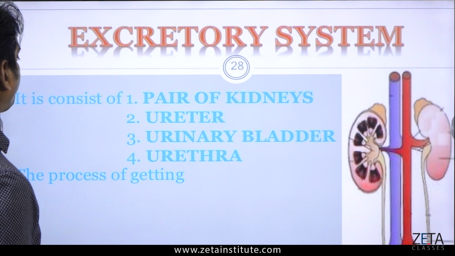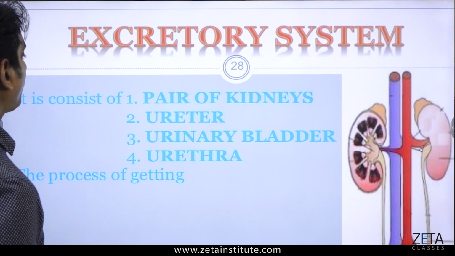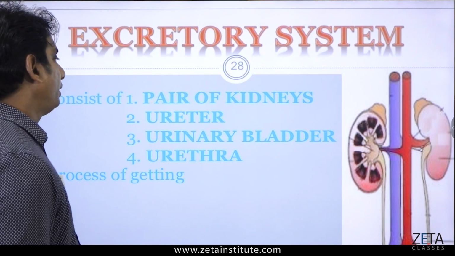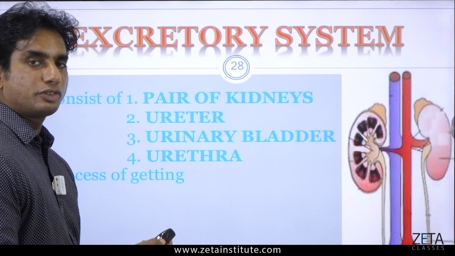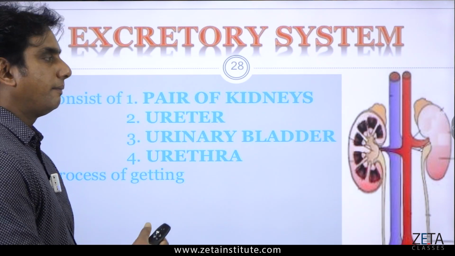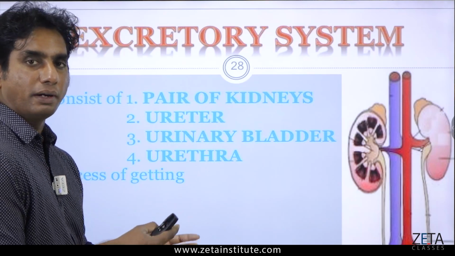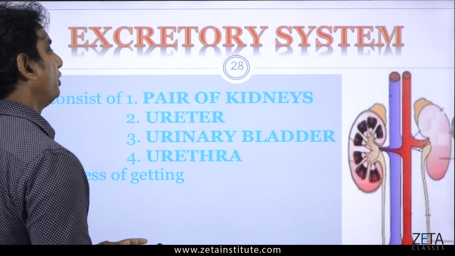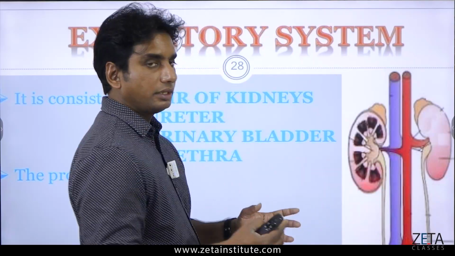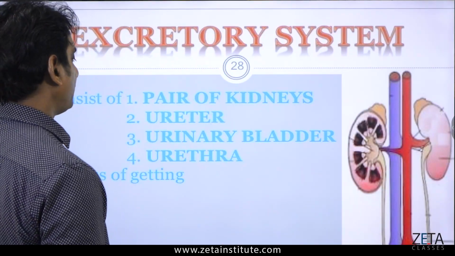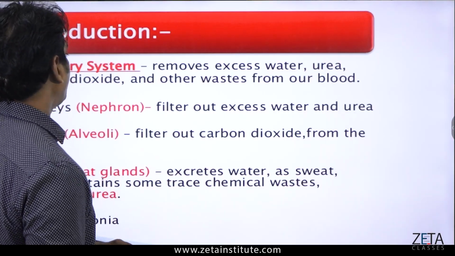Excretory system: a pair of kidneys, ureter, urinary bladder, urethra. So when we compare some of the features of the lungs and respiratory system, circulatory system, the heart, the excretory system is rather simple. Okay, fewer parts. So we have a pair of kidneys and the tube going down is called the ureter. It goes to the bladder and is stored for some time and then expelled out through the urethra.